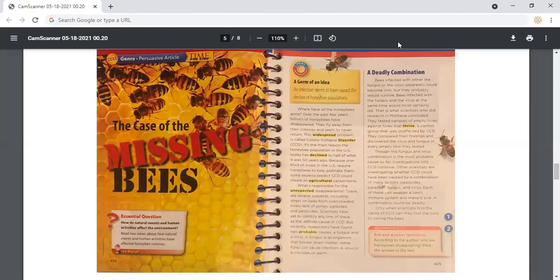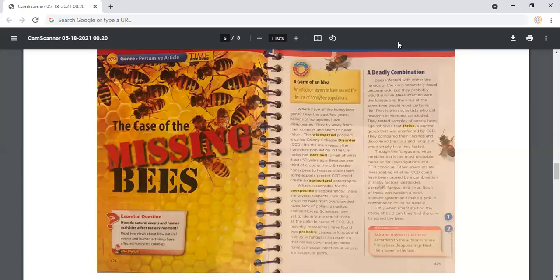It's the main reason the honeybee population in the US today has declined to half of what it was 50 years ago. Because 1/3 of crops in the US require honeybees to help pollinate them, some experts predict CCD could create an agricultural catastrophe. What's responsible for this unexpected disappearance? There are several suspects, including stress on bees from overcrowded hives, lack of pollen, parasites, and pesticides. Scientists have yet to identify any one of these as the definite cause of CCD. But recently, researchers have found two probable causes: a fungus and a virus.